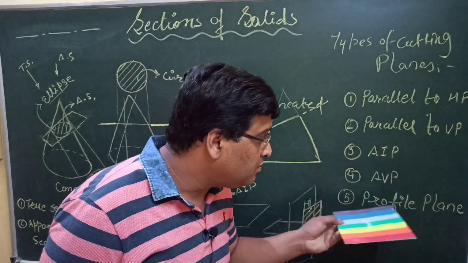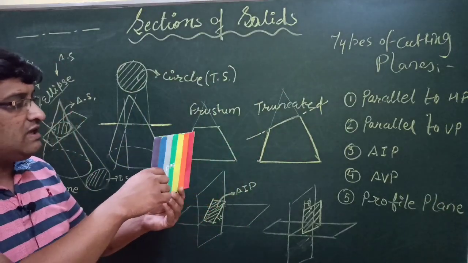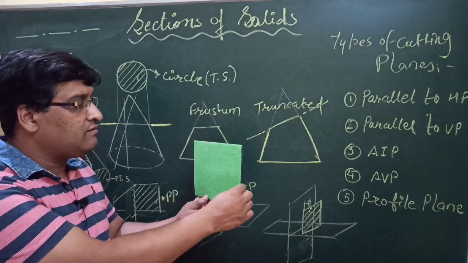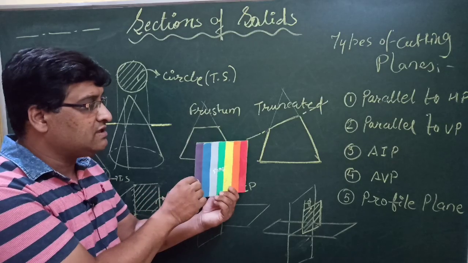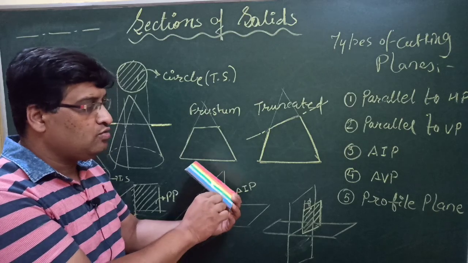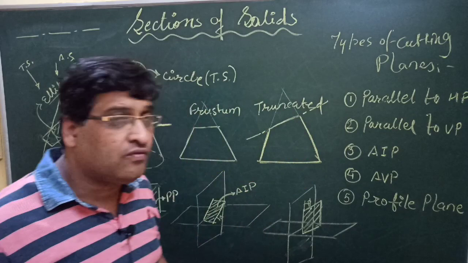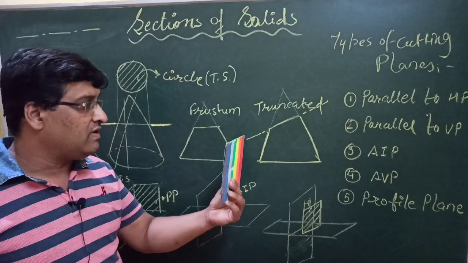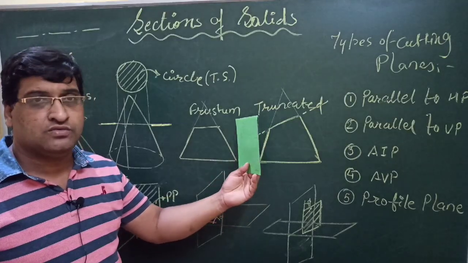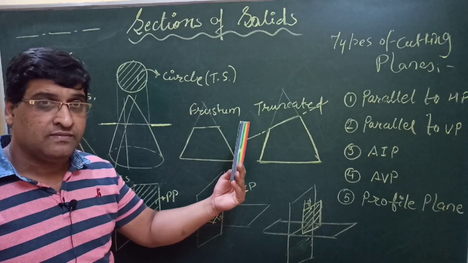So this is AIP. Now AVP, the auxiliary vertical plane. This is the plane which is something like that. It is perpendicular to HP and making some angle with the VP. This angle may change like this, but it is perpendicular to HP, right? And the fifth plane is the profile plane, meaning the type of plane which is perpendicular to HP and perpendicular to VP also. It is the plane perpendicular to both the reference planes, right?